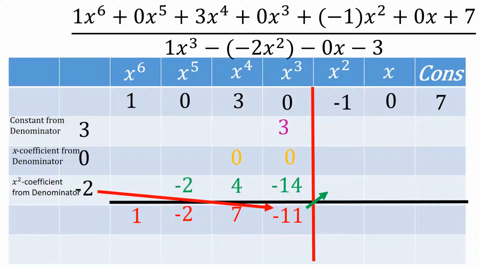-2 times -11, and the result goes where the green arrow points, and that's 22. 0 times 7, the result goes where the yellow arrow points, and that is 0.